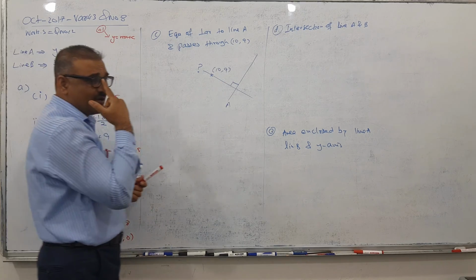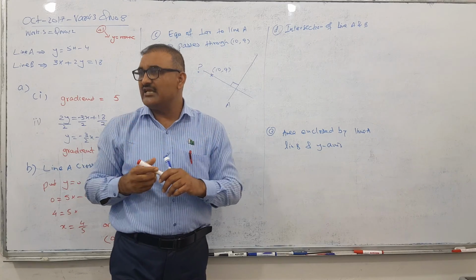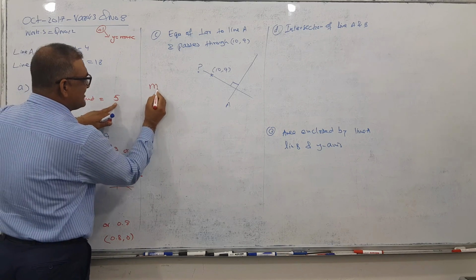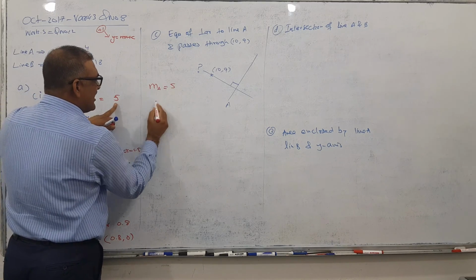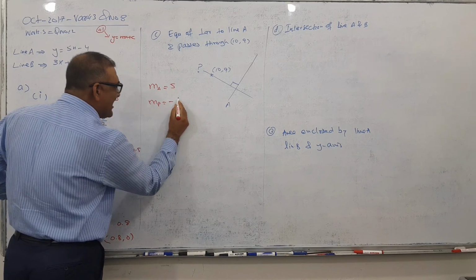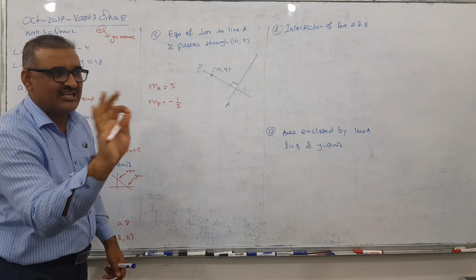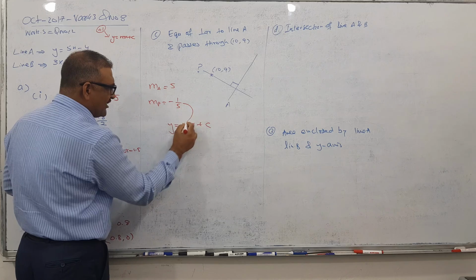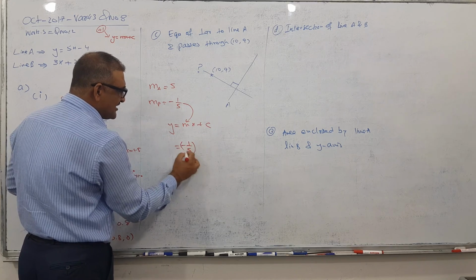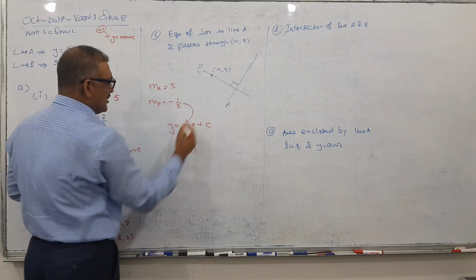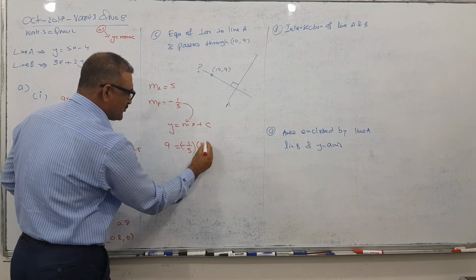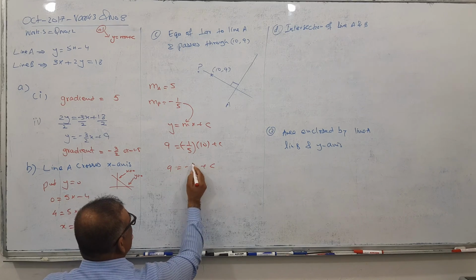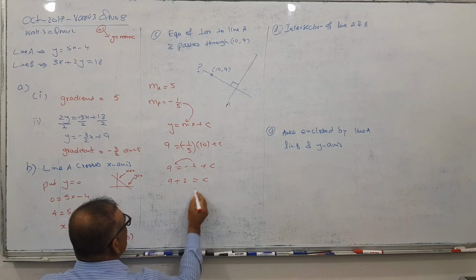You know when lines are perpendicular, the gradients are negative reciprocals. Line A has a gradient of 5 only, and line P for perpendicular has gradient minus 1 over 5. Flip and change the sign. Now I'm solving y is equal to mx plus c. Replace m with minus 1 by 5, and in place of x and y take this point: 9 goes here for y and 10 for x. Solving, I got minus 2, and this 2 comes here. So 9 plus 2, and c becomes 11.